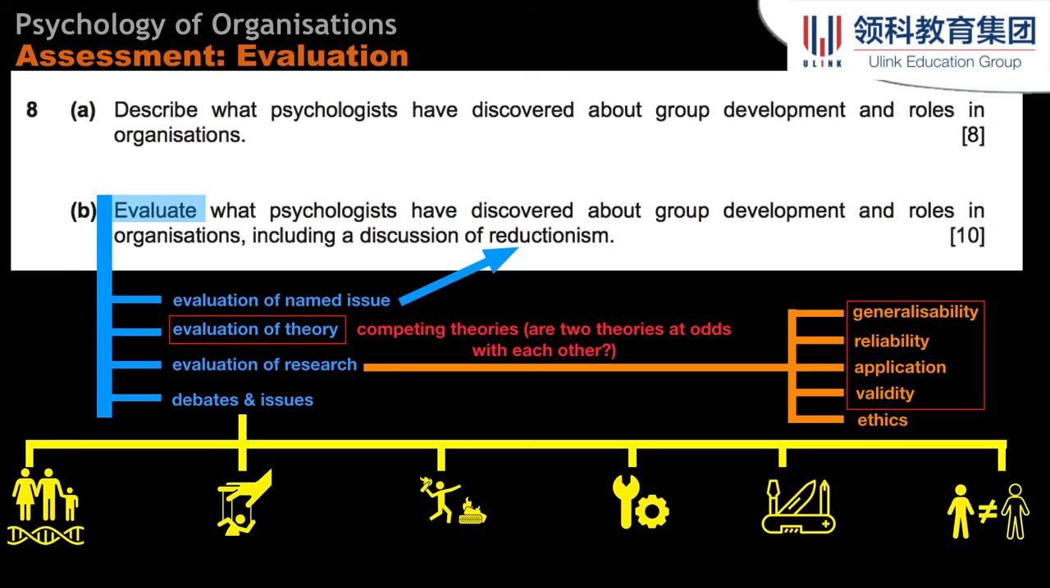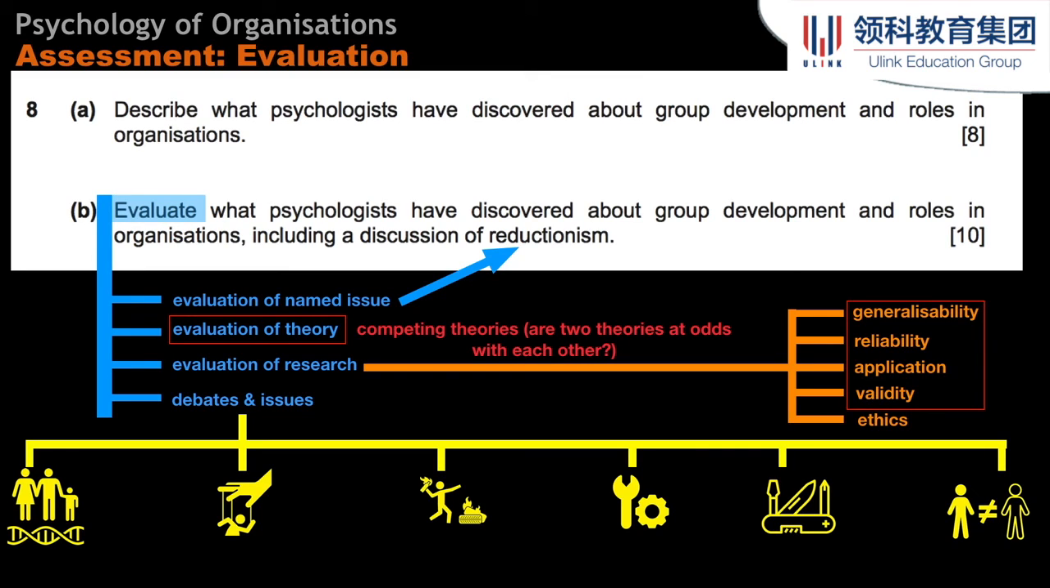So various things come to mind. You could evaluate a theory. Are there 2 theories that are at odds with each other, competing with each other? You could evaluate research. Was there some research that had a small sample population? Was it not generalizable? Was it unethical? Did it lack validity? Many students don't choose to do an evaluation of research at A2 because the research often is given in an abstract form, not in a deep form like it was in AS.